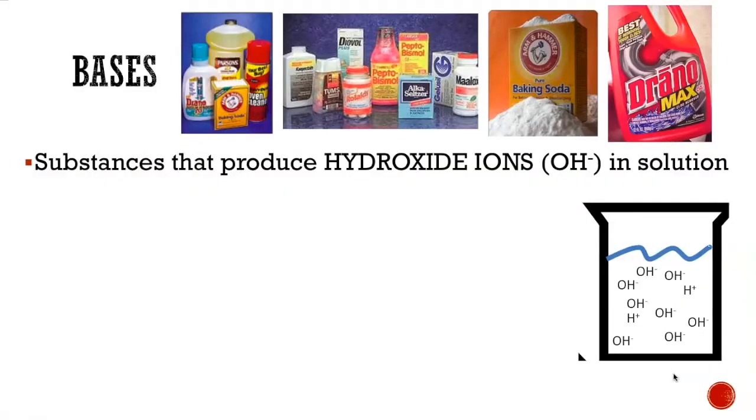Okay, let's move on to bases. Bases are substances that produce hydroxide ions in solution. You can see that a basic solution, like the one in the picture here, has a lot more OH- ions than it does H+ ions. So we've tipped the balance the opposite way now. That's what a basic solution is: when we have a lot more of these hydroxide ions being produced than the H pluses.